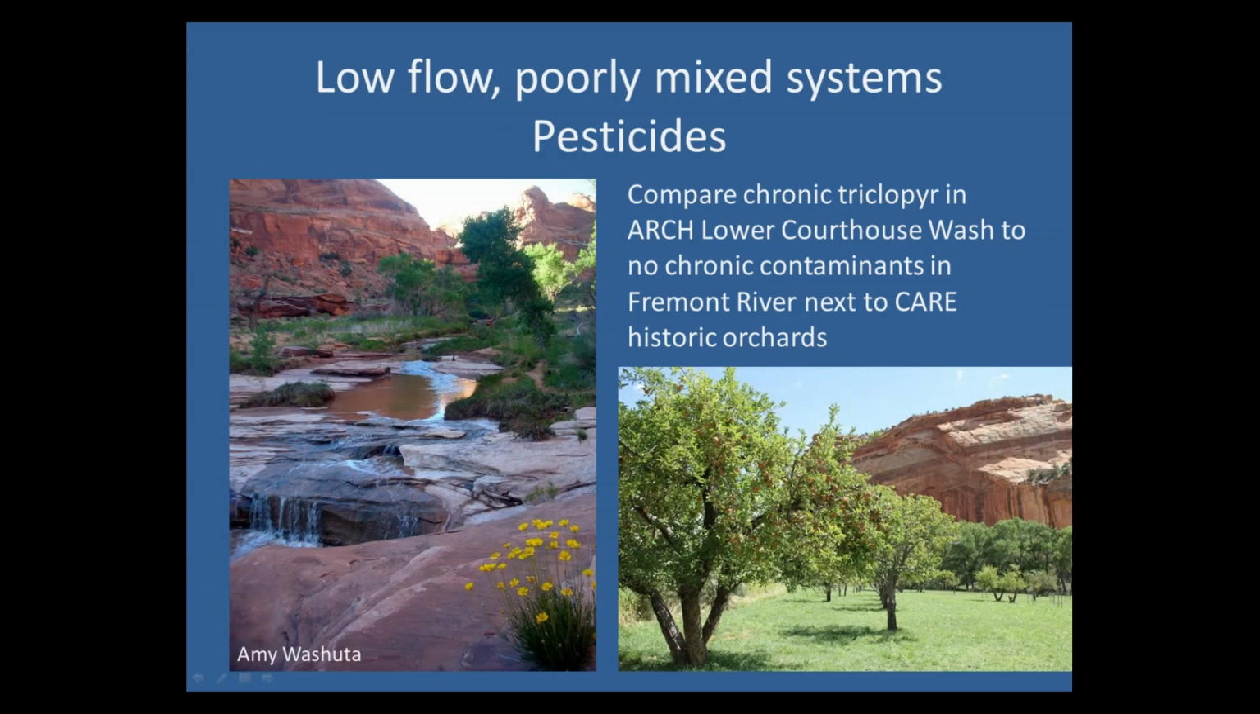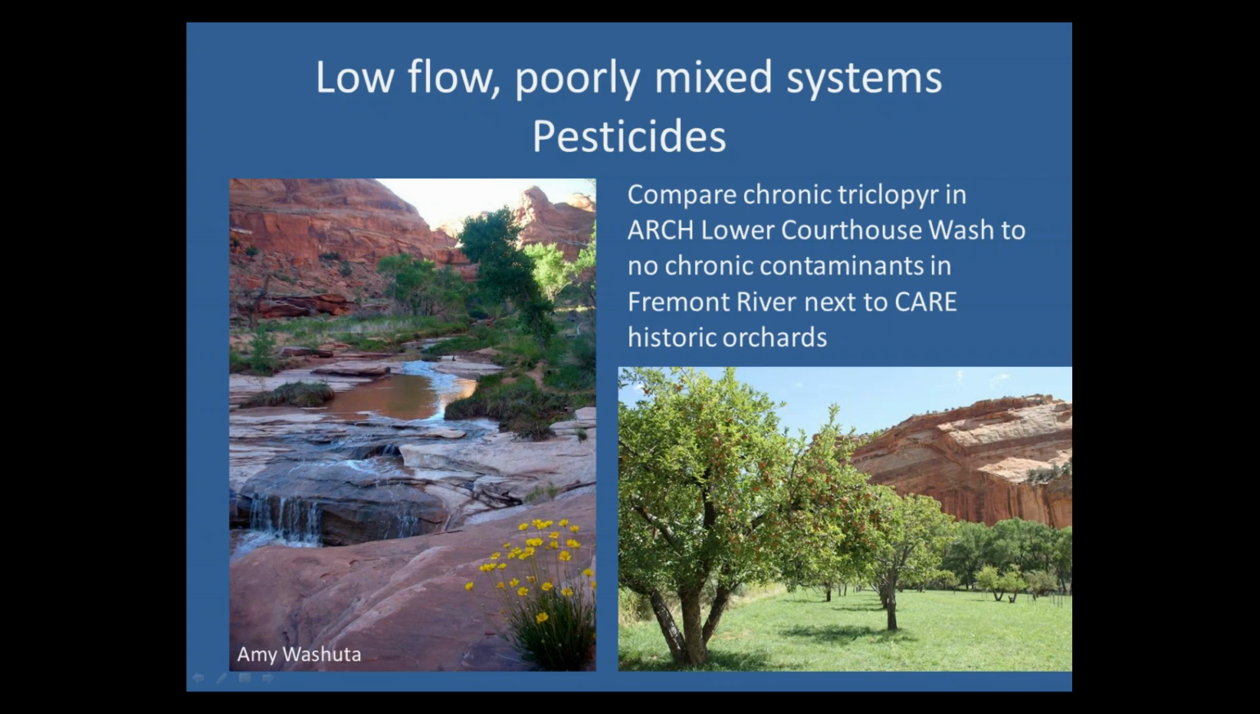But when we limited it to looking at sites that had chronic contaminants, in contrast to the sporadic, one-off kind of contamination, the sites where we consistently found the same chemical over time, there were a couple of patterns that came out. And the first was that when we had low flow, poorly mixed systems, we seemed to be more likely to detect this chronic contamination.